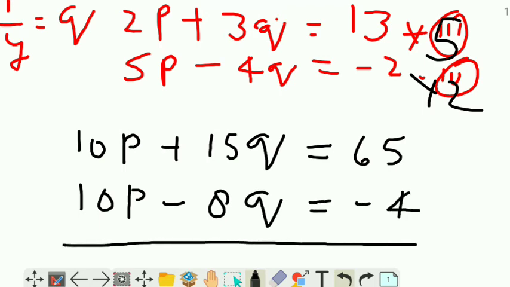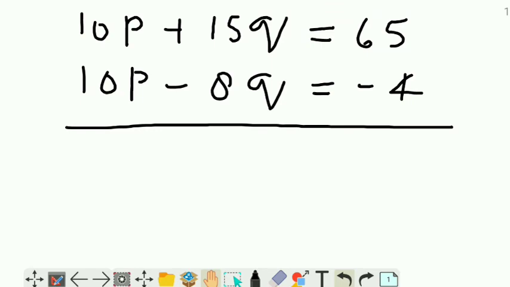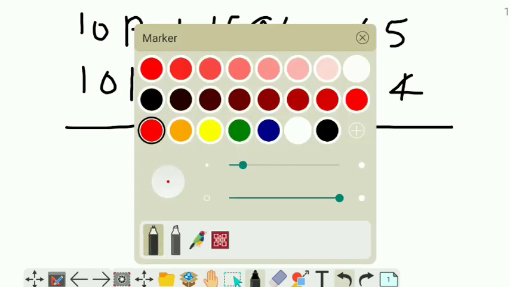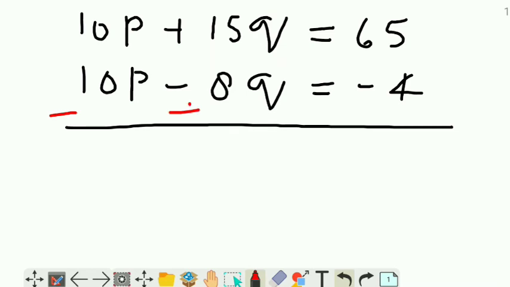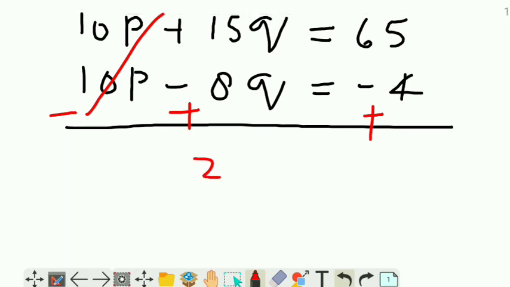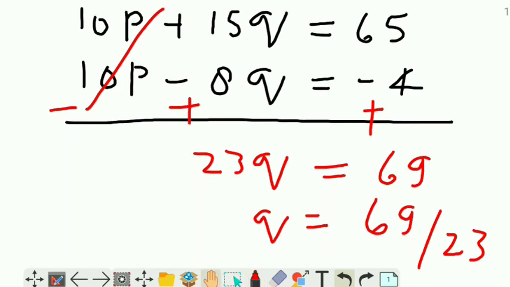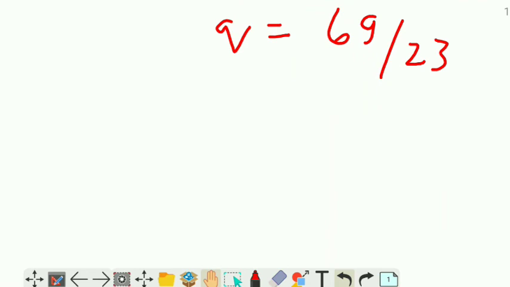Now we will subtract here, because both have the same sign, so we cannot cancel. We will subtract, so we need to change the signs: minus, plus and plus. Now this will be cancelled. So 15 plus 8 is 23q, and 65 plus 4 is 69. So q is equal to 69 upon 23. 23 threes are 69. So the value of q is coming 3. q is equal to 3.